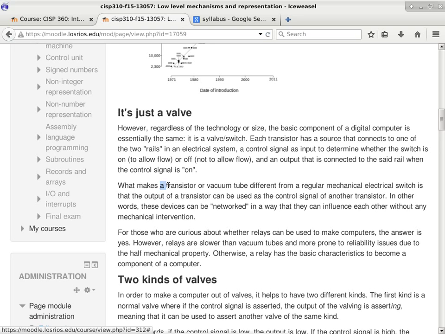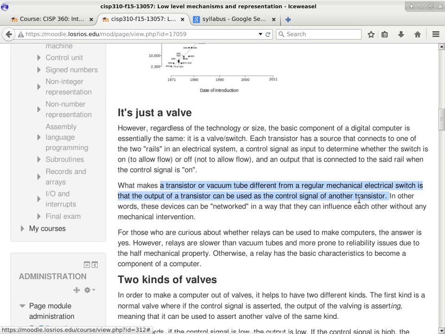What makes a transistor or vacuum tube different from a mechanical switch is that the output of a transistor can be used as the control signal of another transistor. That is the most interesting part of transistors. Can anyone think of an electrical or mechanical device that has the same property? The output of one can be the input of the next one, but it's not a transistor.